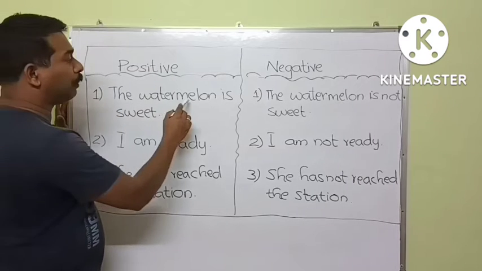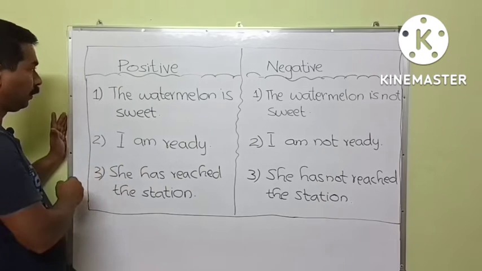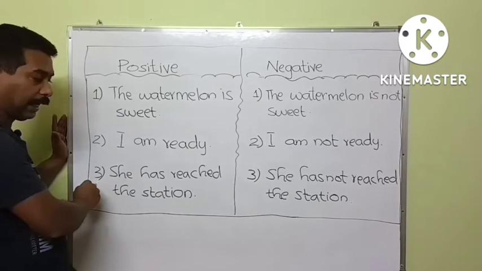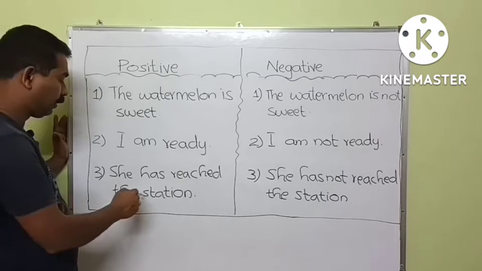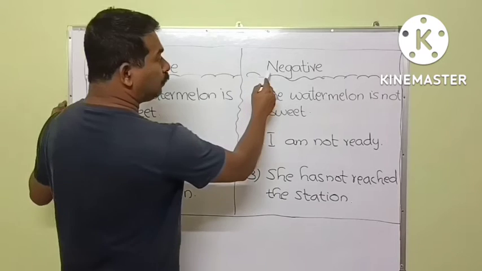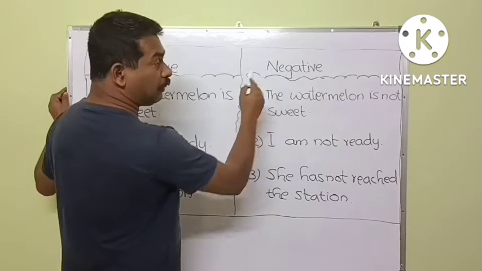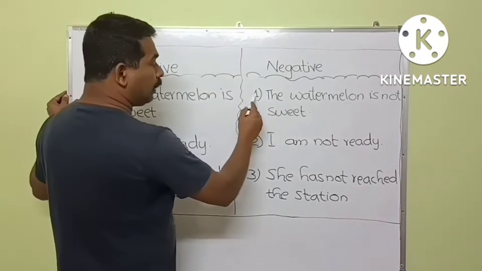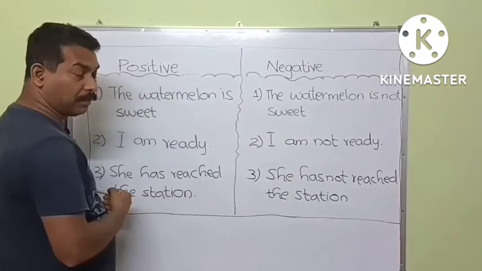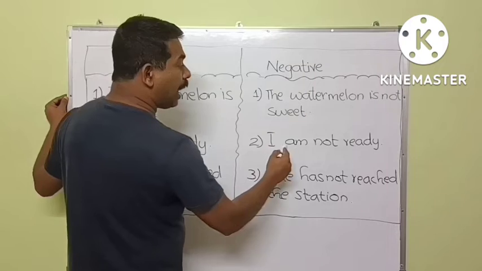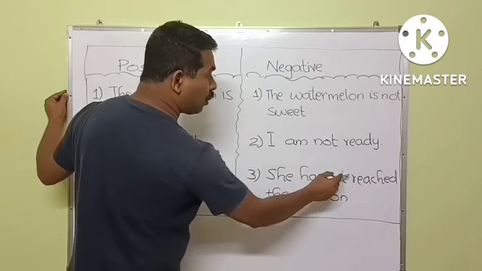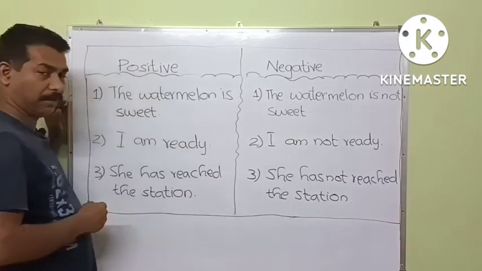Number 1, the watermelon is sweet. Number 2, I am ready. Number 3, she has reached the station. Second group, that is negative sentences. Sentence number 1, the watermelon is not sweet. Second sentence, I am not ready. Third sentence, she has not reached the station.